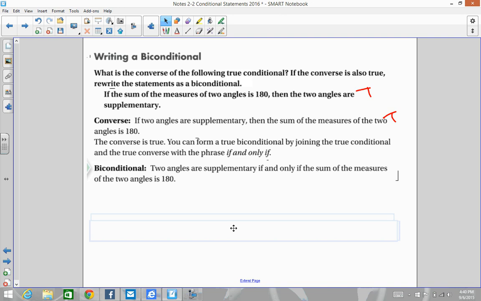Okay. Now there are a few problems in your homework to work on as a biconditional. If you have some trouble, I wouldn't be too worried about it. I'm not going to test you on the biconditional, but I do want you to know that there is such a thing as a biconditional.